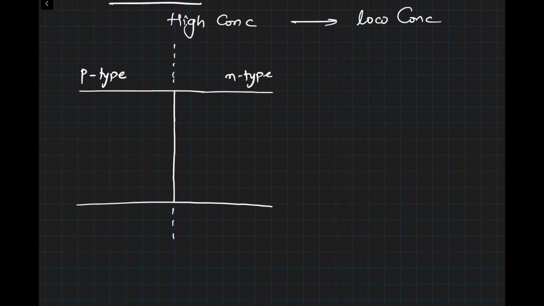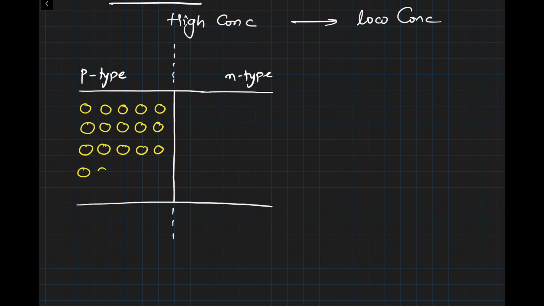Let's use yellow for the p-type, which originally is dominated by holes. I'm just showing them with yellow to begin with, and the n-type will have lots of electrons, and let's use a different color here. We will just show them like this. So there is a high concentration of electrons.